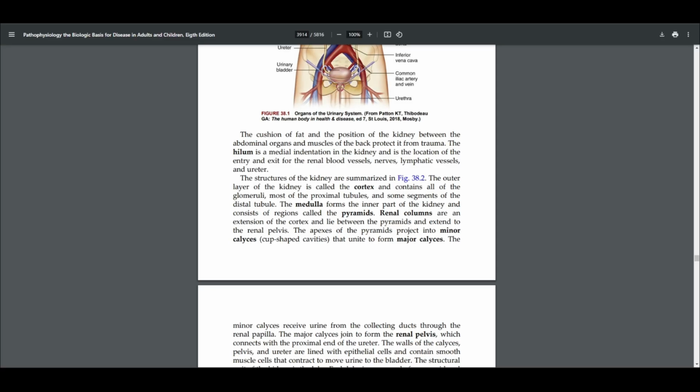The medulla forms the inner part of the kidney and consists of a region called the pyramids. Renal columns are an extension of the cortex and lie between the pyramids and extend to the renal pelvis. The apex of the pyramids projects into minor calyces, or cup-shaped cavities that unite to form major calyces.